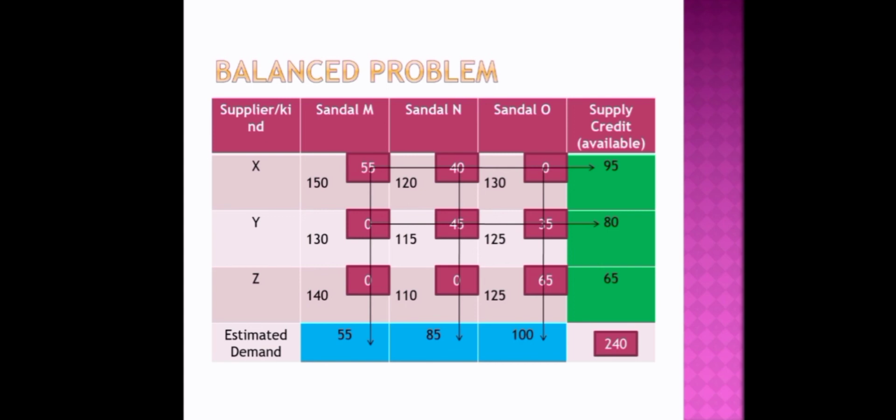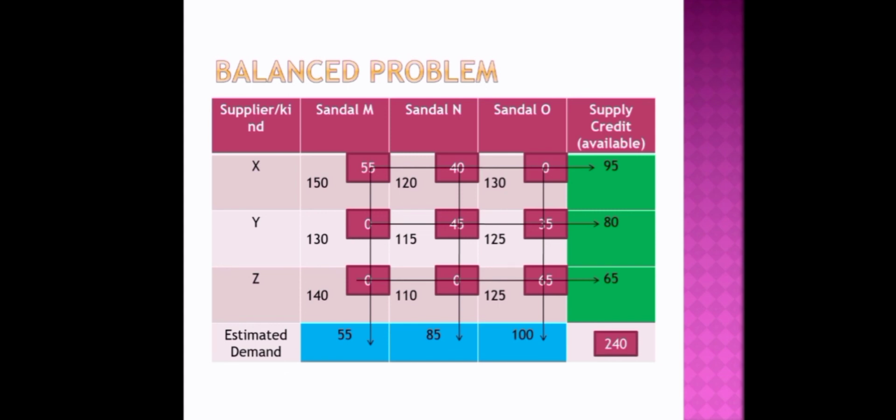To completely meet the supply credit of supplier Z, we need to subtract the allocated quantity, which is 65, from the supply credit, which is 65. Since 65 minus 65 is equal to 0, we completely meet the supply of supplier Z. And we will put a line in this area.